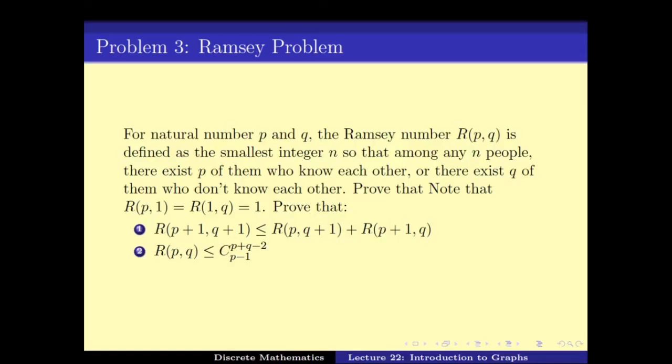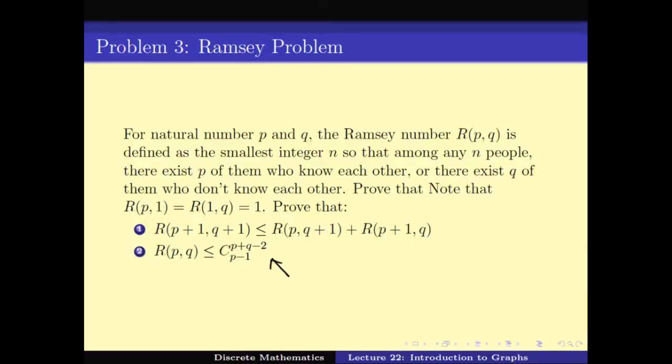Now I would like to understand how big this number R(P,Q) can be. Can it be 100 or so on? And it says the following. Prove that R(P+1,Q+1) is less than or equal to R(P,Q+1) plus R(P+1,Q). And R(P,Q) is less than or equal to P plus Q minus 2 choose P minus 1. This is basically P plus Q minus 2 choose P minus 1.